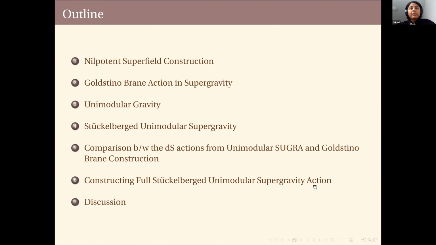So here's a brief outline of this talk. First, I will talk about the method used by Bergshoeff and collaborators for constructing pure de Sitter supergravity, then by Bandos and collaborators. Then in order to explain the third method, which is a very different method used by my collaborators, I will first explain a simpler theory of unimodular gravity as a stepping stone.